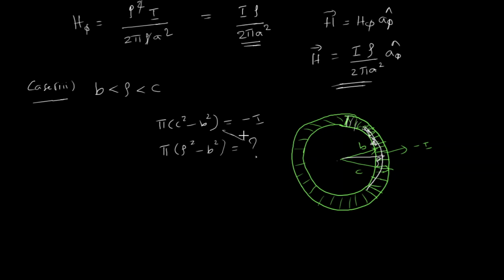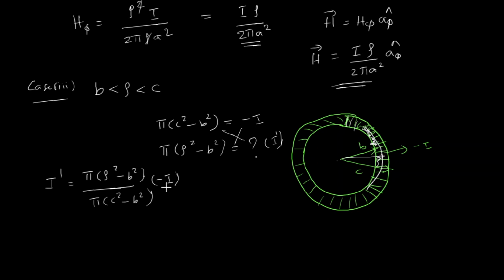So how to find it? Again, keep the reference and cross multiply, and let me name this current I dash. So I dash will be pi of rho square minus b square divided by pi of c square minus b square, multiplied by minus I. Don't forget the minus I. So this is my I dash.